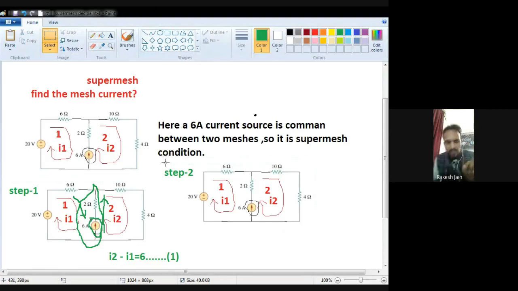I2 minus, and write down with negative sign the opposite direction current, and the value is equal to the given values of current as according to the question. So this is equation number 1.